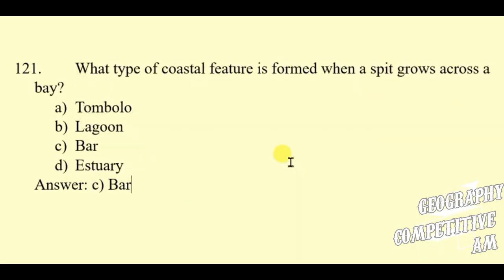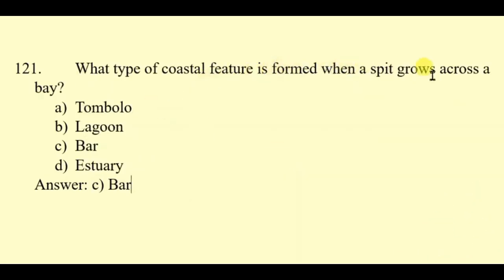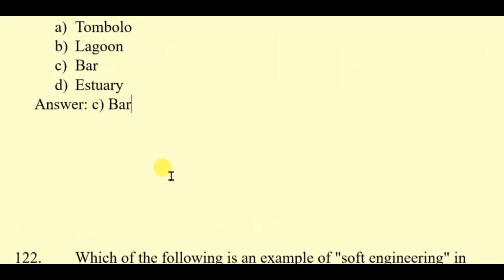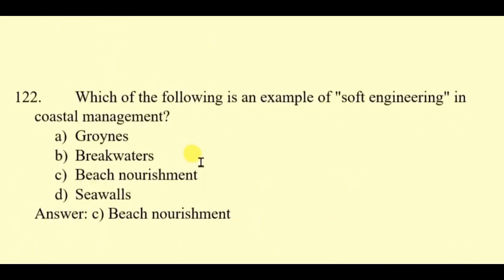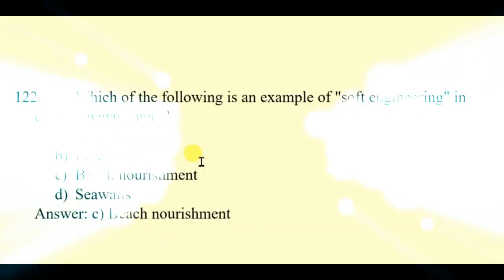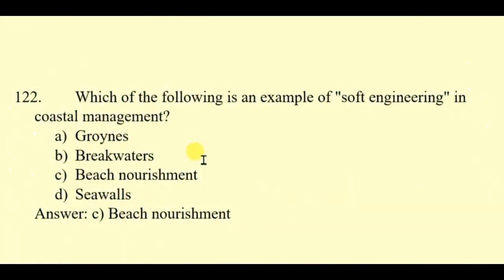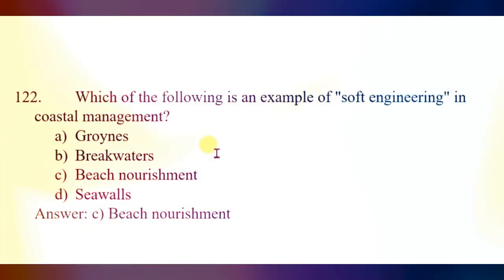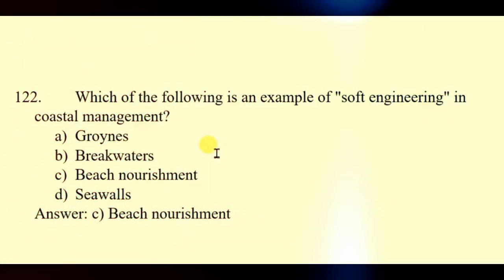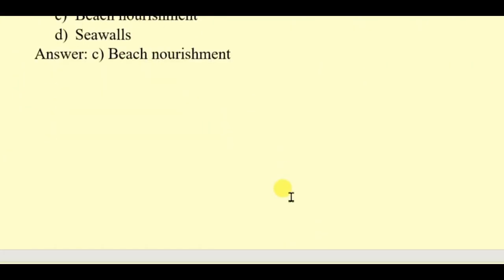Question 121. What type of coastal feature is formed when a spit grows across a bay? Right answer will be bar. Options: tombolo, lagoon, bar, estuary. Question 122. Which of the following is an example of soft engineering in coastal management? Groynes, breakwaters, beach nourishment, sea walls. Here the correct answer will be beach nourishment.